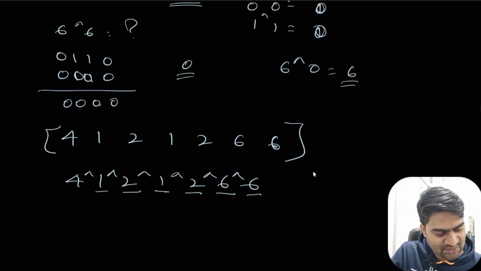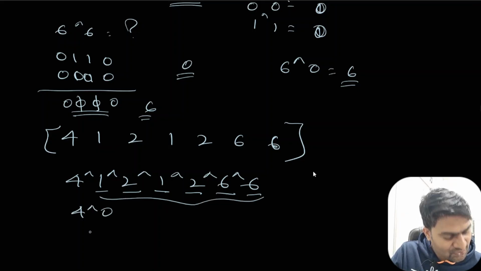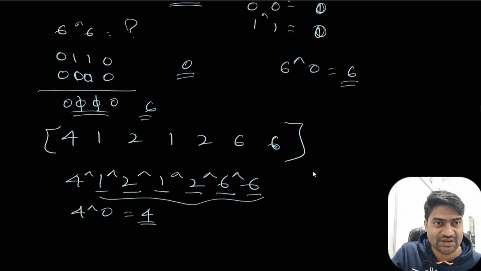So everything here will give us 0. Now 4 XORed with 0 will give us 4. So what is the output that we are expecting? That is 4, right? So this is how we will be able to get the answer in one iteration without using any extra space. We don't use any counters here. We simply keep on XORing the numbers.